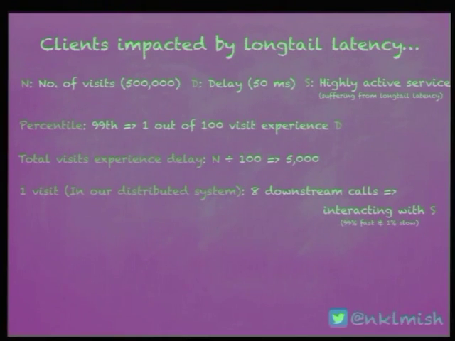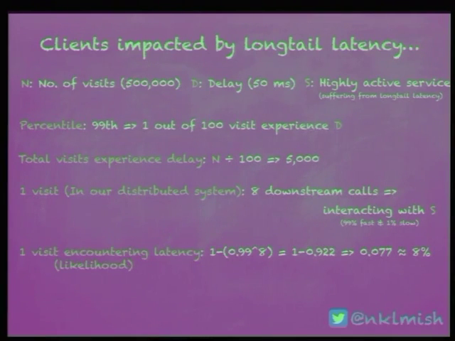However, we were in a distributed system. So a single visit by a client resulted in making 8 downstream calls. And those downstream calls were interacting with a highly active service, which was 99% fast but 1% slow. Now when we take this into consideration, the likelihood of encountering latency during a single visit is 1 minus 0.99, because 99% is expressed as 0.99, to the power of the number of downstream calls. It is 8 in our case. After doing the maths, it ends up at 8%. Now the total visits affected can be calculated using 8% of n. So this number, you can see, is 40,000.